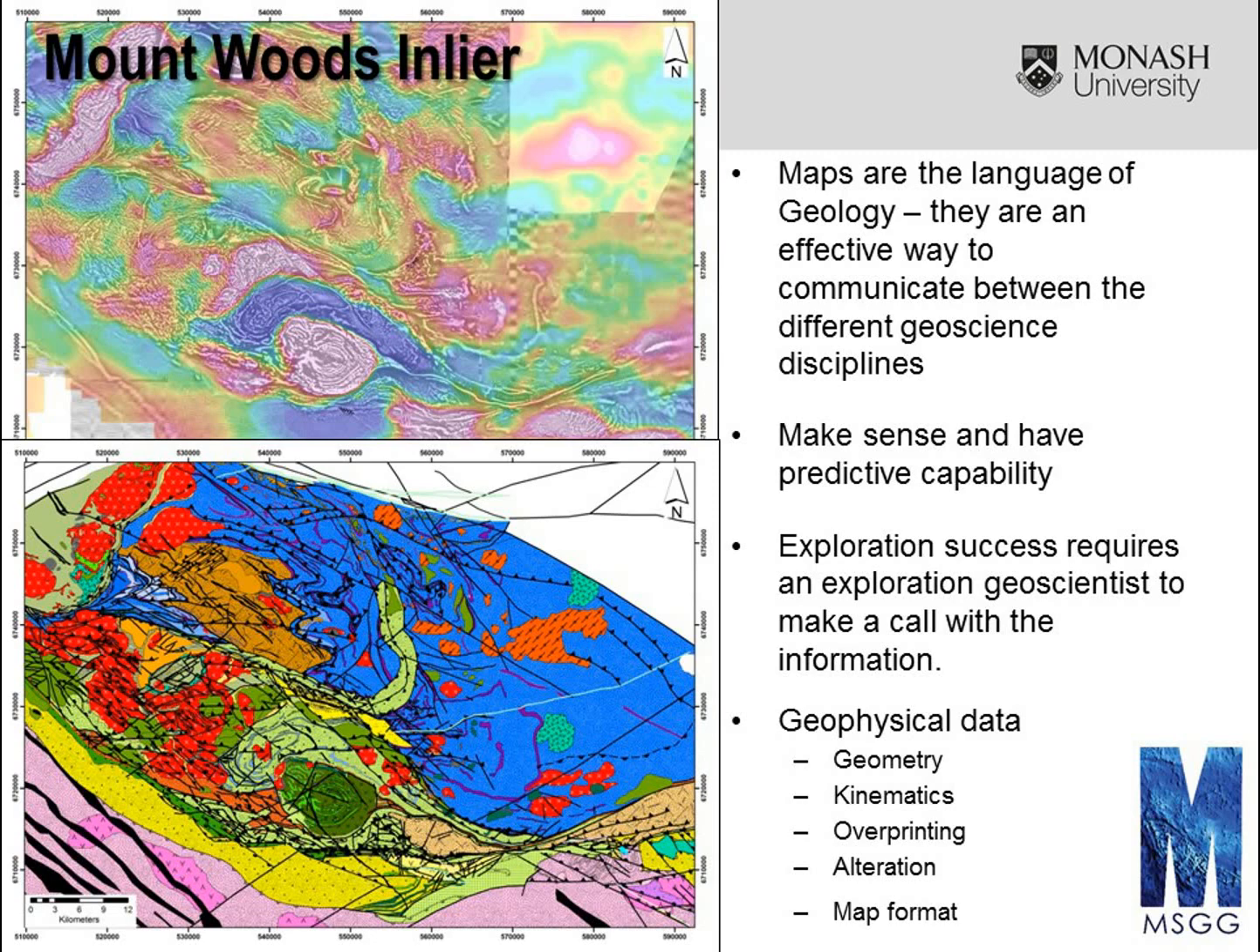And basically, this becomes the context upon which people start making decisions. Okay, so I never get asked to pick a target. I basically get asked to give someone some context. And of course, when I'm making that map, I'm always thinking about the geometry, the kinematics, the alteration, and the overprinting, and as I said, in the map format.